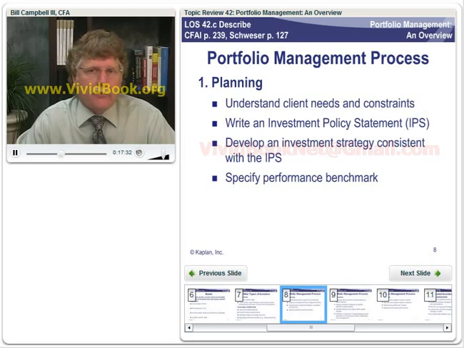Finally, you need to specify a benchmark against which your performance is going to be measured. You may pick a broad market equity index like an S&P 500, or if their portfolio is going to be, let's say, 70% equities and 30% fixed income, it may be more appropriate to pick a performance benchmark that is a combination of a broad market stock index and a bond index, so that your benchmark more closely matches the asset allocation in your portfolio.